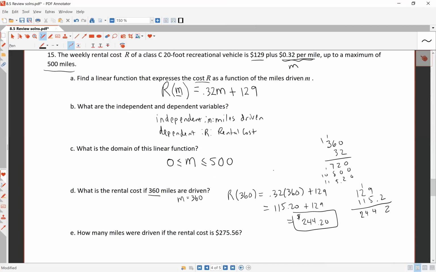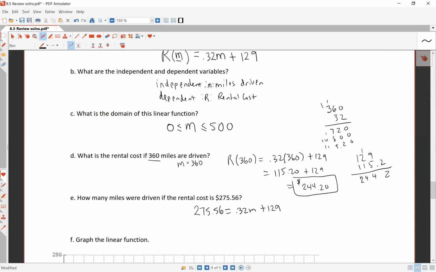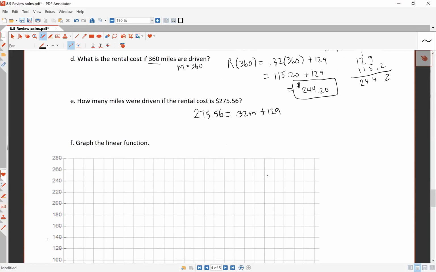If we have a rental cost of $275.56, then that means $275.56 equals 0.32 M plus 129. So we solve this by subtracting 129 from both sides. And that gives us 56. 15 minus 9 is 6. 6 minus 2 is 4. 146.56 equals 0.32 M.